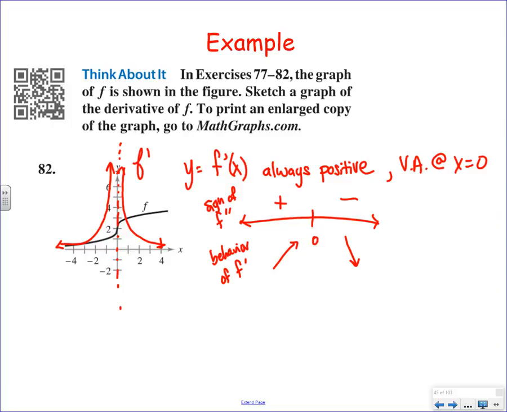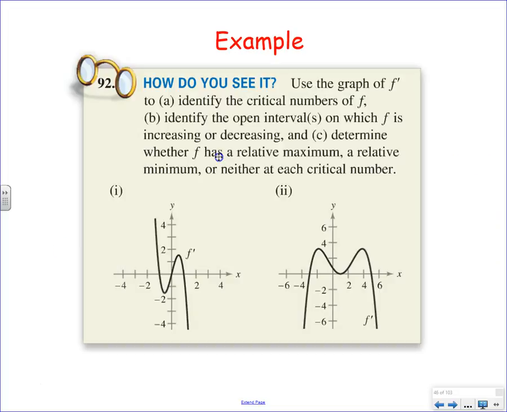Isn't that why the derivative is getting closer to 0? Do you see how this one's getting flatter? Isn't that why the derivative is getting closer to 0? The tangents, the slopes, are getting closer to 0 as f flattens. Great job. That was rough. That's a great rough AP problem.